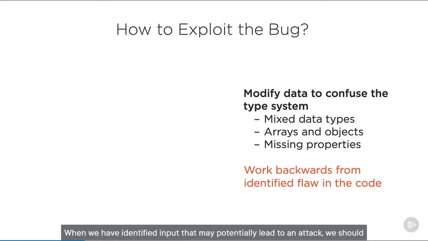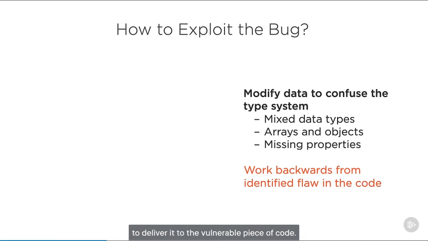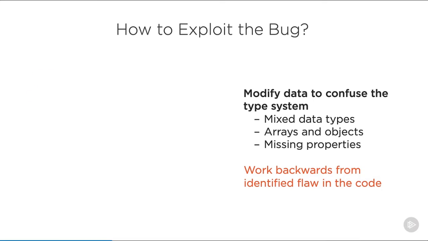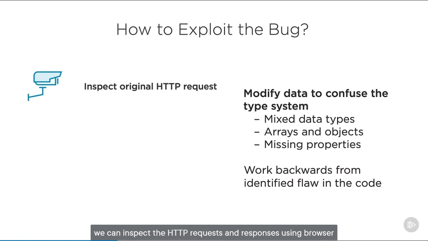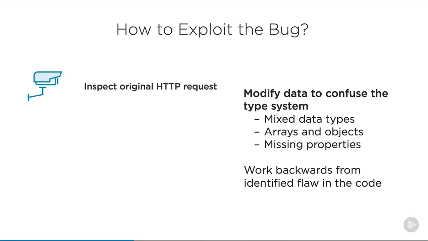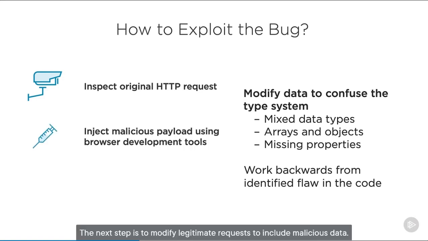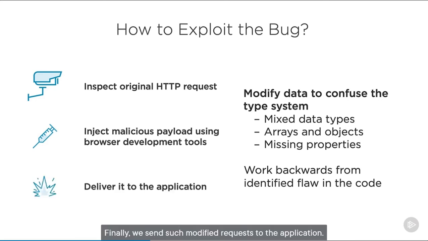When we have identified input that may potentially lead to an attack, we should work backwards from the vulnerable code to the input data to try to find a way to deliver it to the vulnerable piece of code. When we have that, we can inspect the HTTP requests and responses using browser developer tools or proxies such as Fiddler. The next step is to modify legitimate requests to include malicious data. Finally, we send such modified requests to the application.